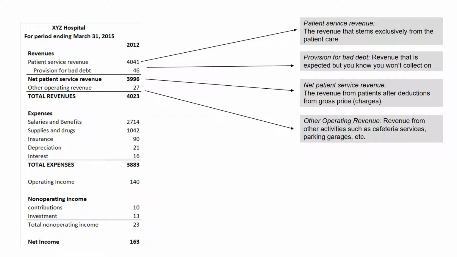And then they have other non-operating revenue, which again can be from other activities such as cafeteria services, parking garages, etc. And that's $27, getting them to total revenues of $4,023.